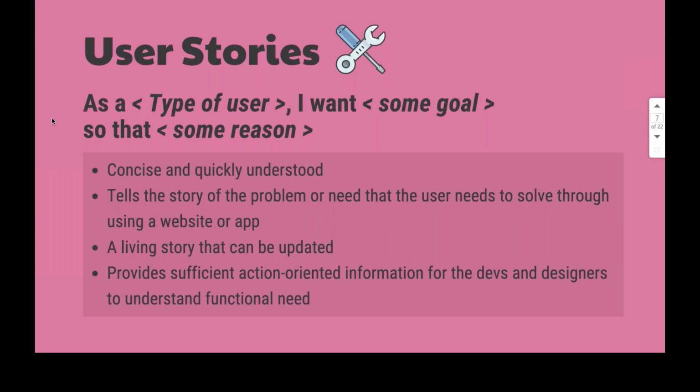So what is a user story? You want it to be concise and quickly understood. You want it to tell the story of the problem or needs that the user has to solve through using your website or app. And it can be a living story that is constantly updated. It should also provide sufficient action-oriented information so that developers and designers can work to understand the functional need of the user.